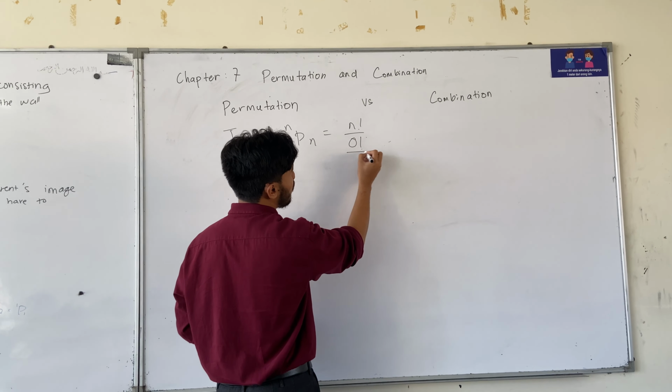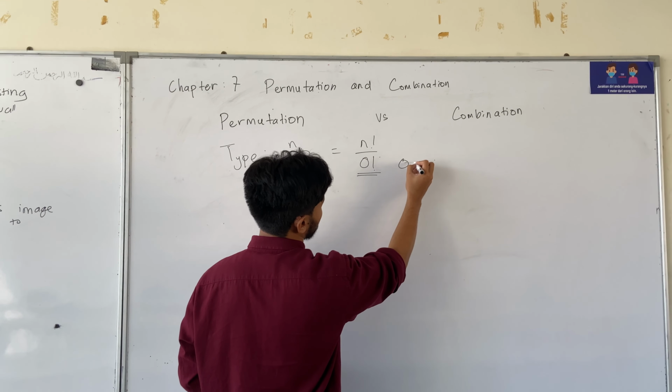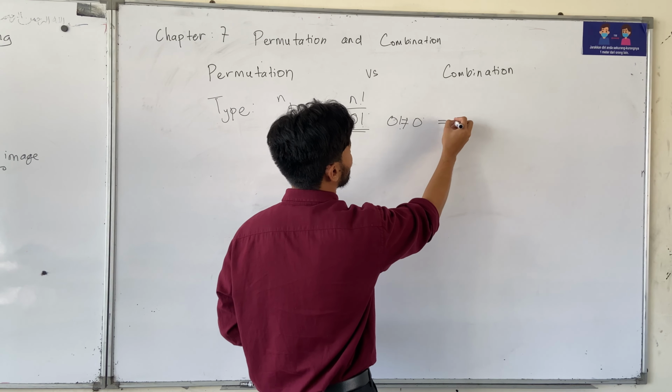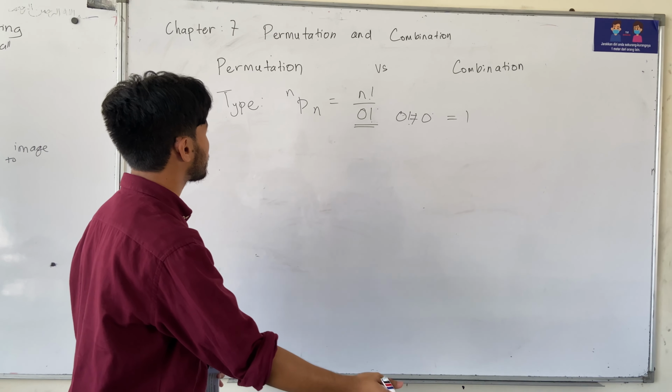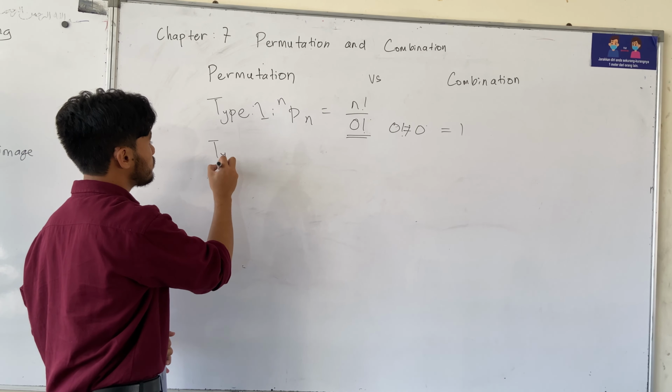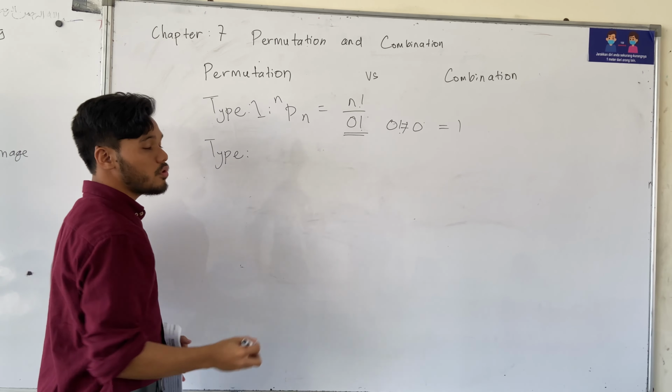We need to always remember that 0 factorial is not equal to 0. In fact, it's equal to 1. This is type 1. Move on to type 2.